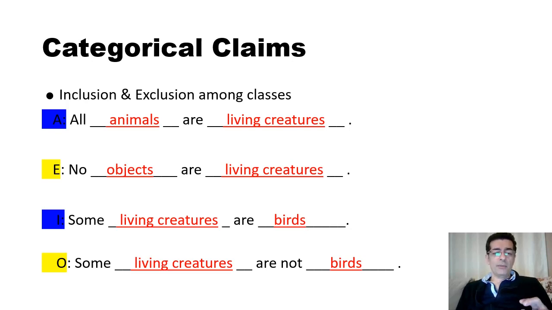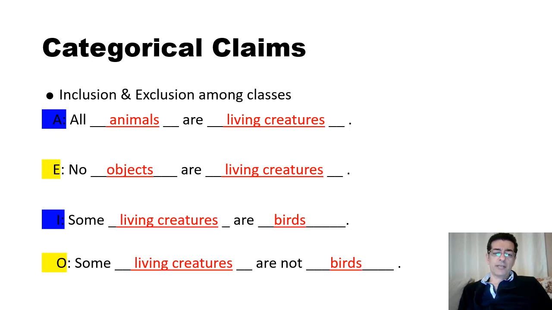Now, one more important thing about the categorical claims for our lesson here. As you can see, I have marked the claims as A, E, I, O. Think of them as the vowels we have in English, A, E, I, O, to try and remember them better. This is how we will refer to each claim throughout the book.